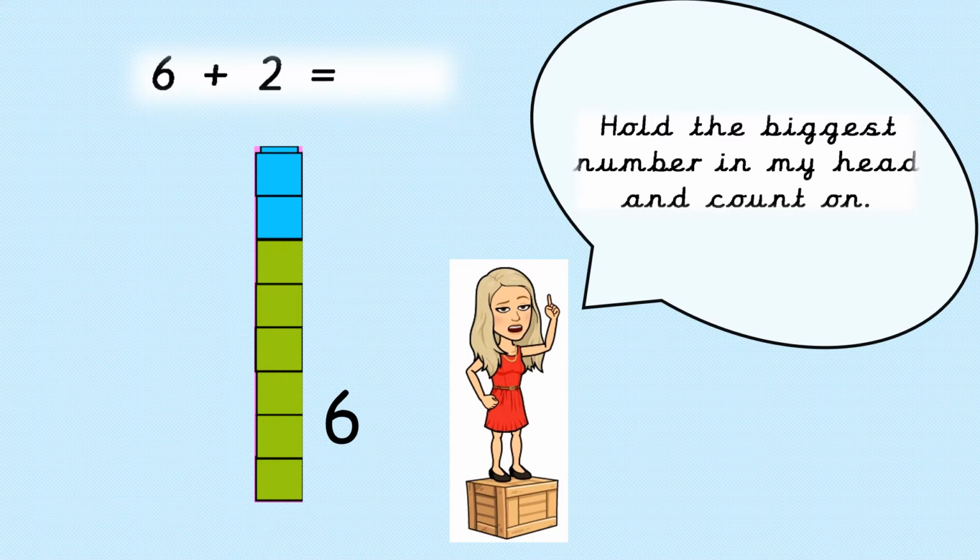Okay, let's start off by counting on. So, when we're adding, we're now learning to start from the biggest number, hold the biggest number in our head, and count on. So the biggest number here, is it 6 or is it 2? Well done, the biggest number is 6. So I start with 6 and I add the 2 more. 1 more is 7, 2 more is 8. So 6 add 2 is 8. So we hold the biggest number in our head, put the smallest number on our fingers and count on.